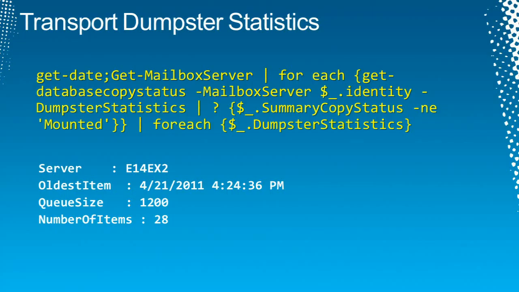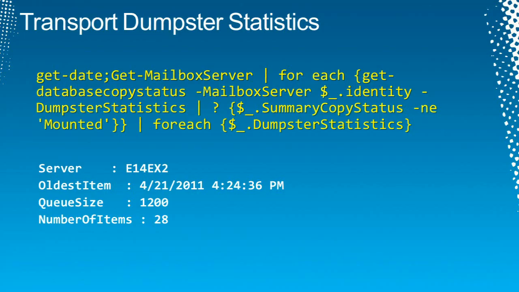And when you get these statistics, this is what it looks like. You get the server name, the date and timestamp for the oldest item that's in the transport dumpster, the size of the transport dumpster, not the size that you set it to, but the actual size of the data that's in there, and the number of items, in this case 28 in this example.